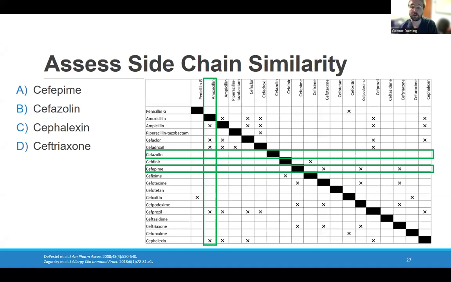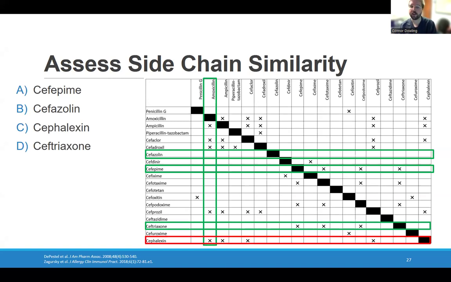Similarly, cefazolin, although it is an early generation cephalosporin, has a unique side chain dissimilar from all other beta-lactams, and it would be safe to give in this situation. Ceftriaxone, a third generation cephalosporin, like cefepime, we wouldn't be concerned with that cross-reactivity risk since we have dissimilar side chains with amoxicillin. But cephalexin actually does share a similar side chain with amoxicillin, so we would have the heightened risk of cross-reactivity when thinking about cephalexin and amoxicillin allergy.